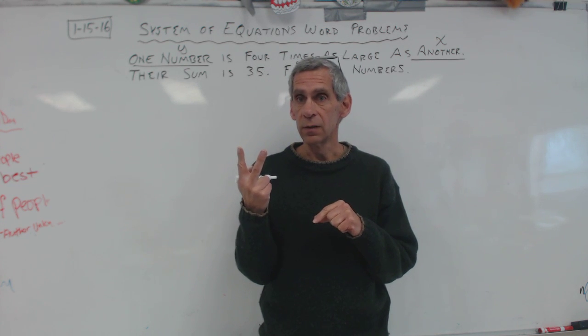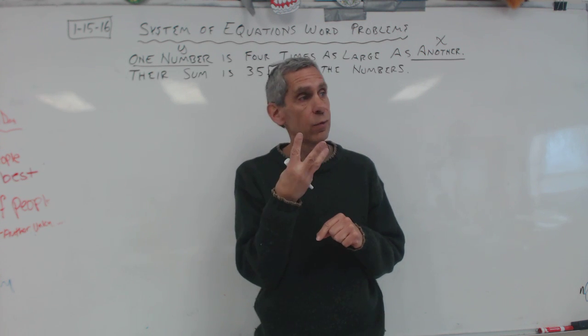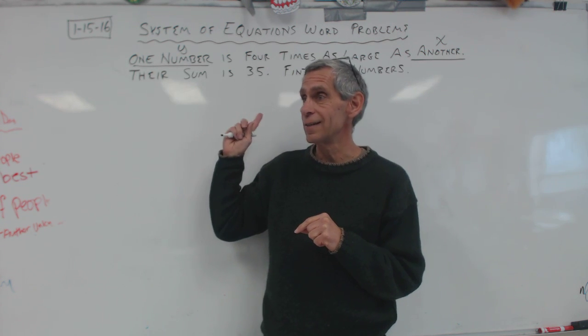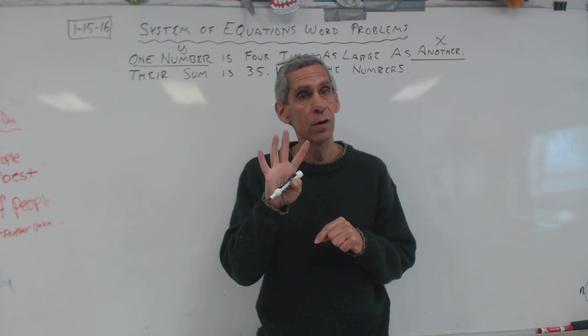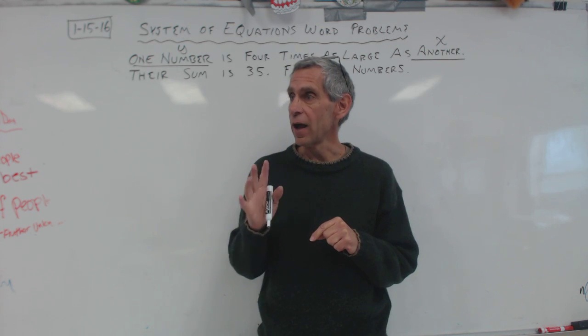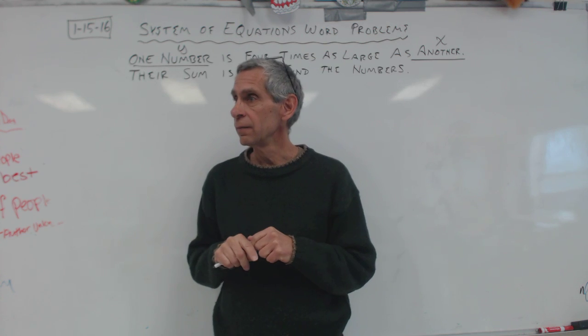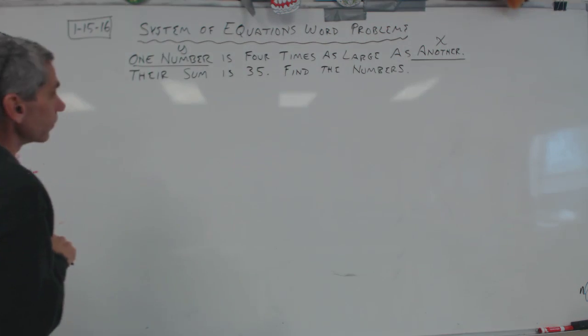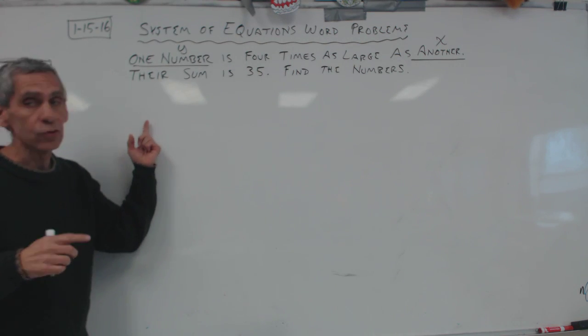In order to solve it, if there were 3 unknowns, we would need 3 equations. If there were 4 unknowns, x, y, z, and a, we would need 4 equations. If there were 5 unknowns, we need 5 equations, right? So in this case, there's only 2 unknowns.